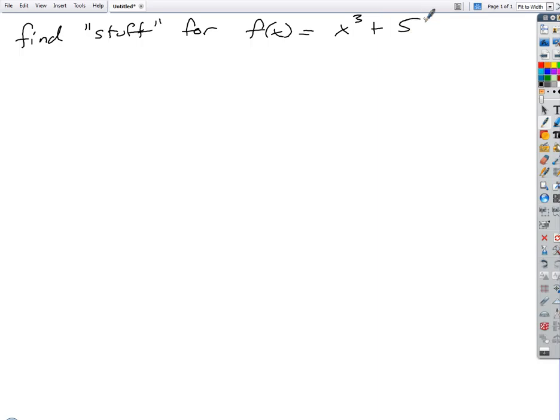Okay, let's try this. Let's use our first derivative test, and let's find all the stuff that we can with it. So we're going to find relative extrema. We're going to be able to identify intervals where the function is increasing or decreasing. Okay? So what do we do? Find the derivative.